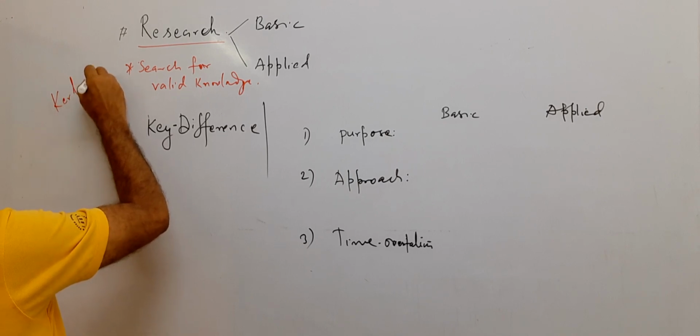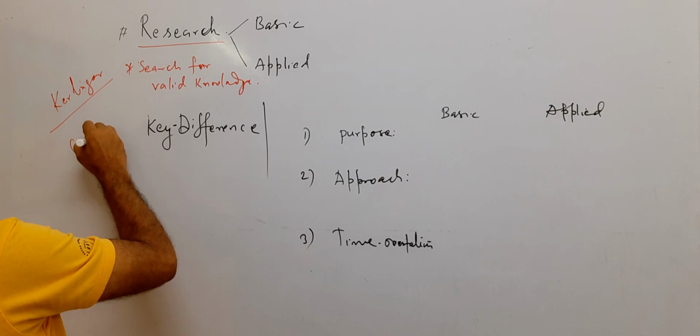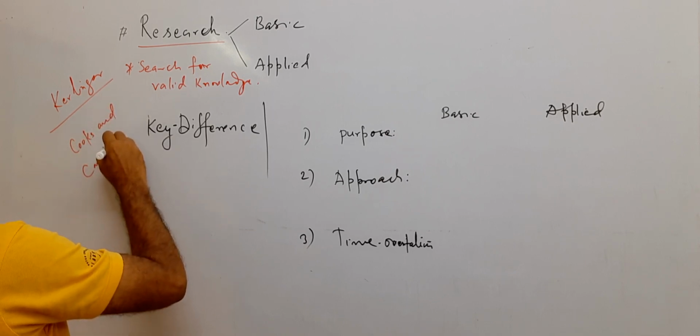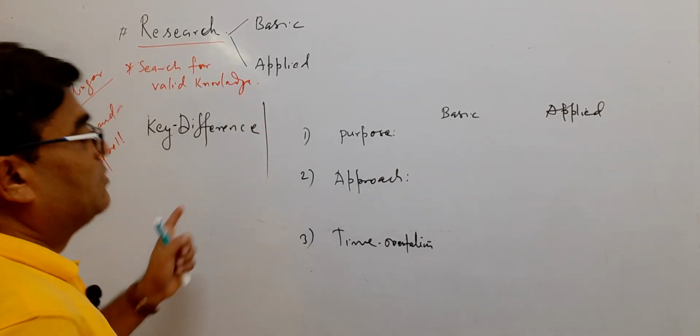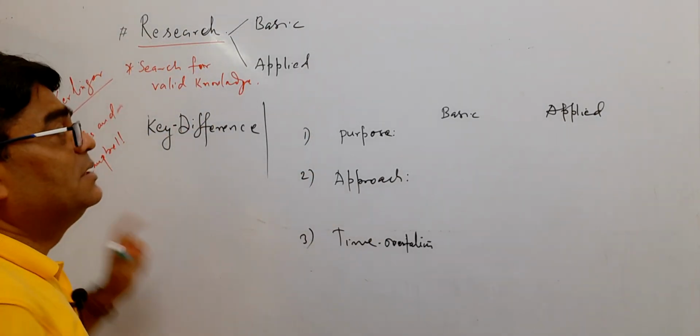And who has given this idea? Kerlinger, because he is a well-known name, and Cook and Campbell. These names are important, as these people have elaborated this point. So I have mentioned this thing. Cook and Campbell are very important.